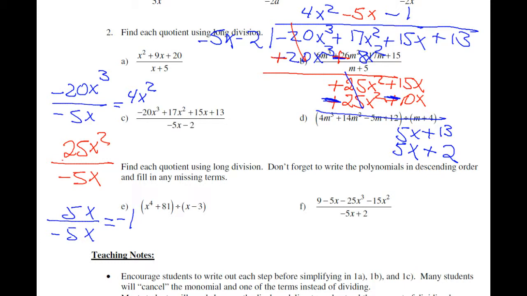What do we do? I put a line there and change my signs. And this cancels out, and this becomes an 11. So I now have a remainder of 11 over our original negative 5x minus 2.